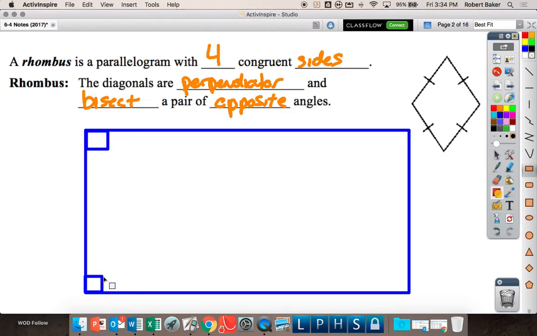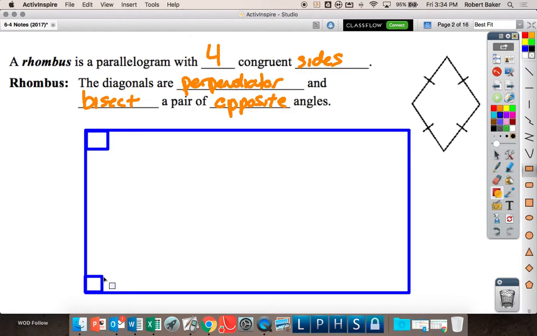So it is a quadrilateral. It's not a parallelogram. It's not a rhombus. It's not a square. It's not a rectangle. It's a trapezoid. It has two congruent angles.